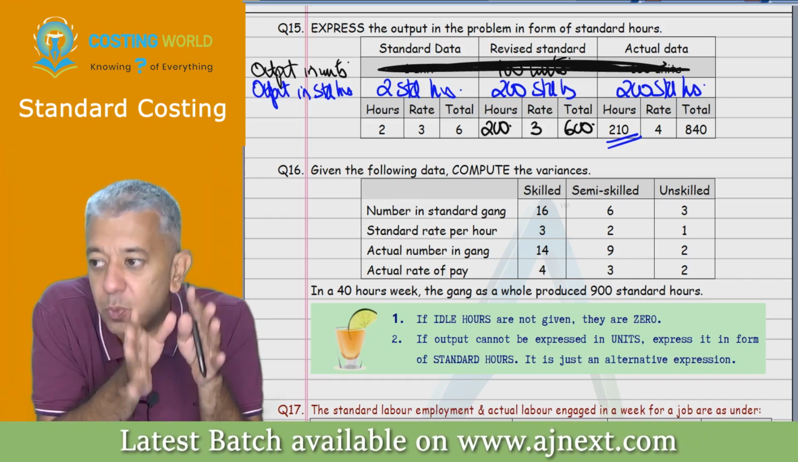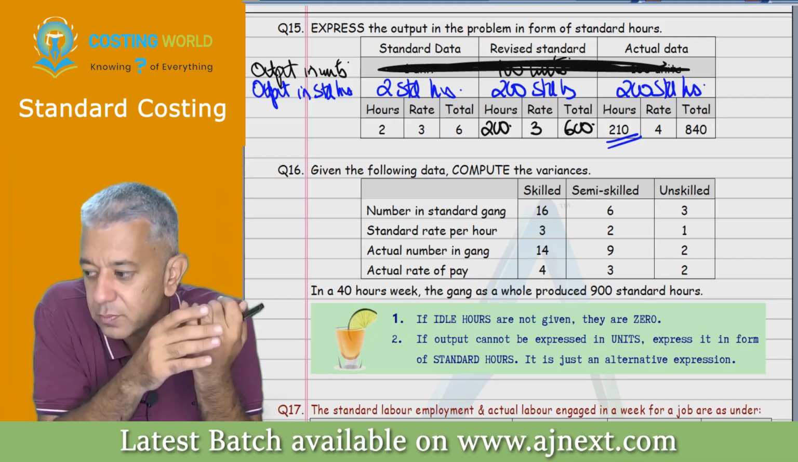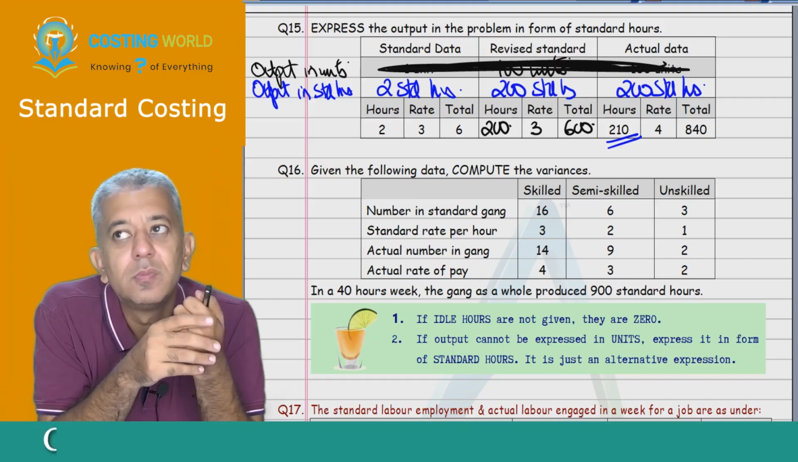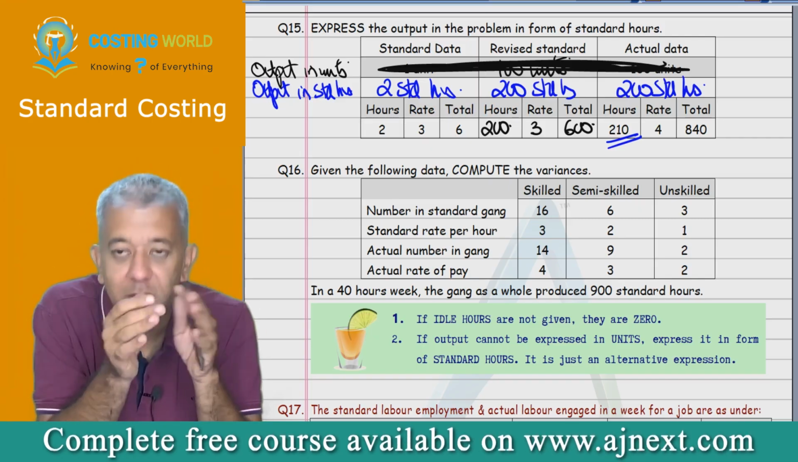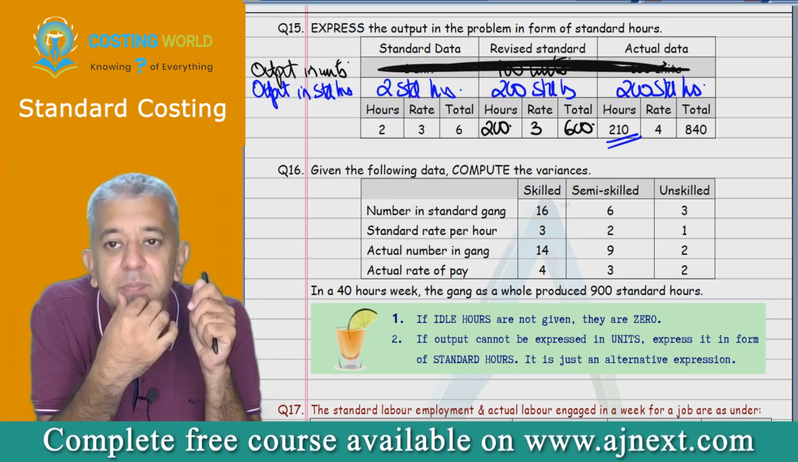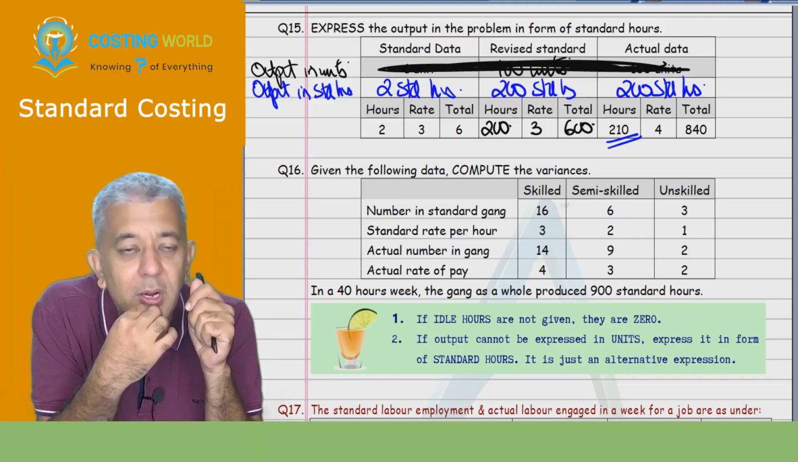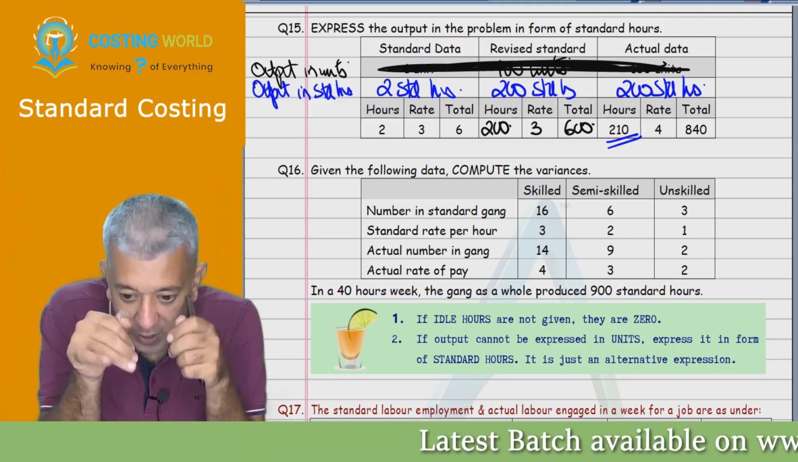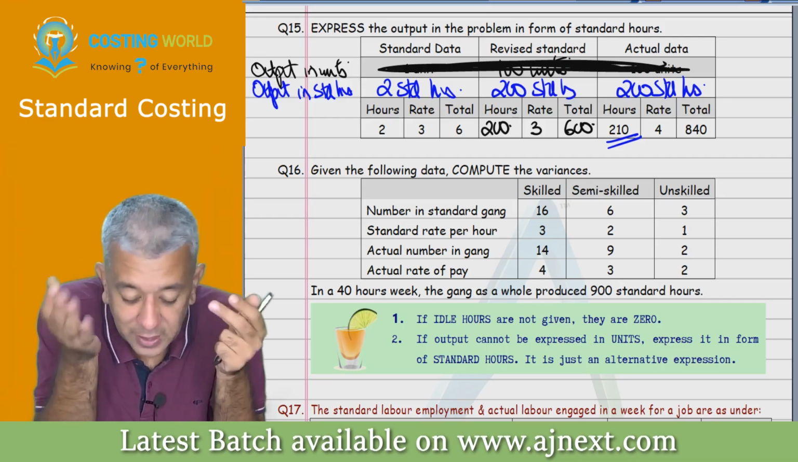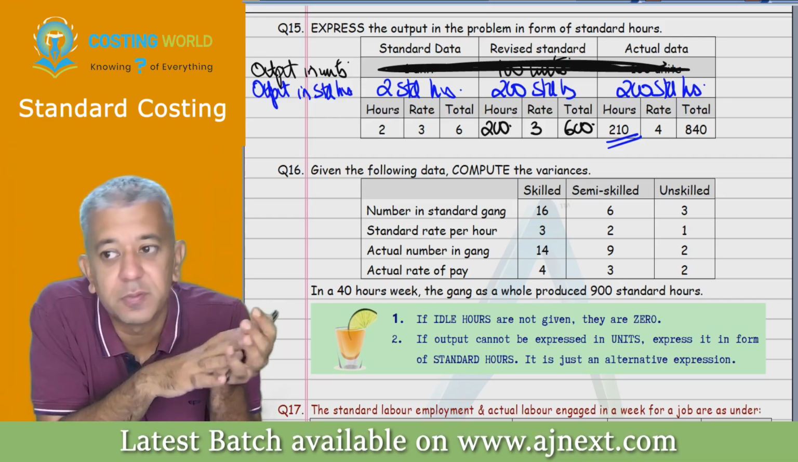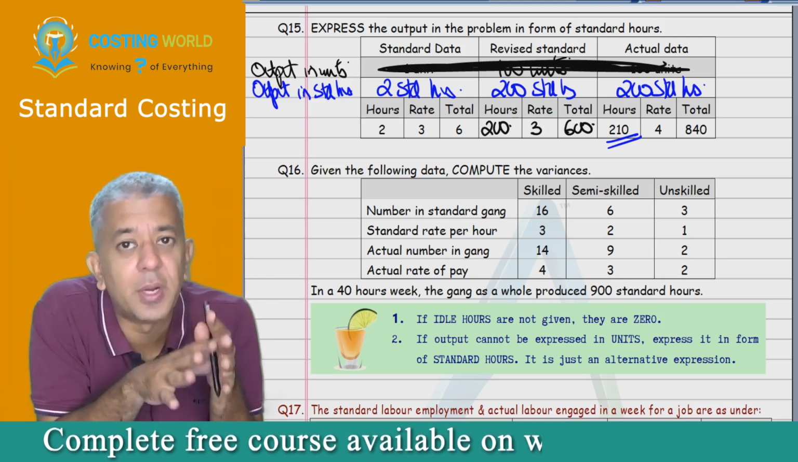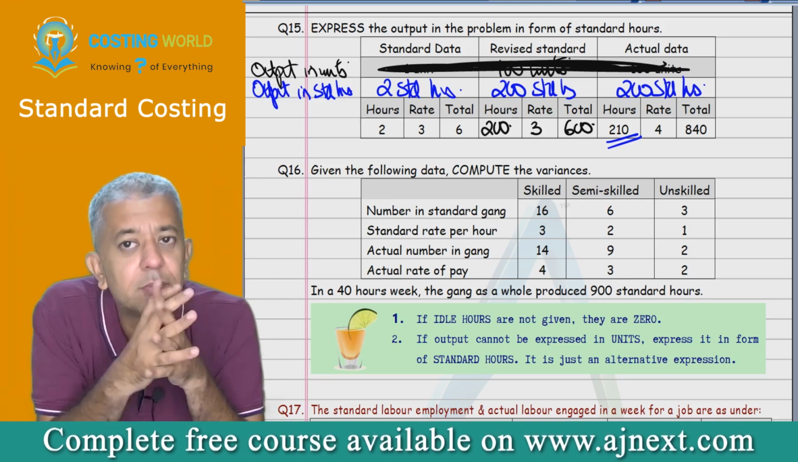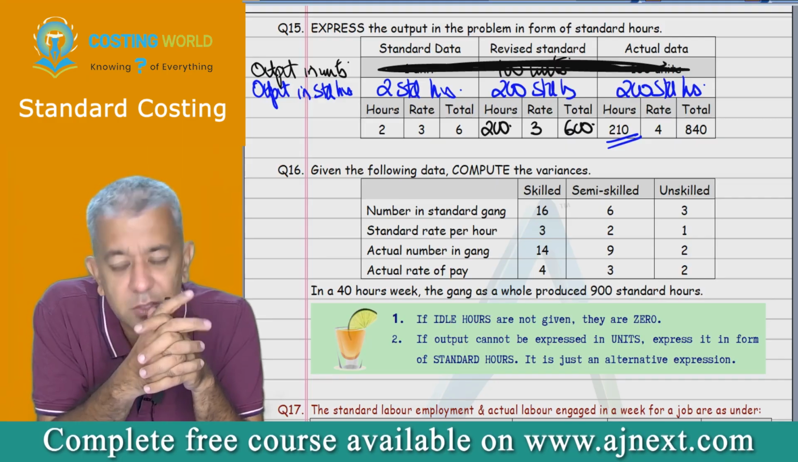Although for the output which should have taken 200 hours, again the answer is 200 hours only. Workers have actually taken 210 hours. Or I'm speaking now in a different way. So you all can think and reply. My workers have worked for 210 hours. But by working for 210 hours, they gave an output of 200 hours.